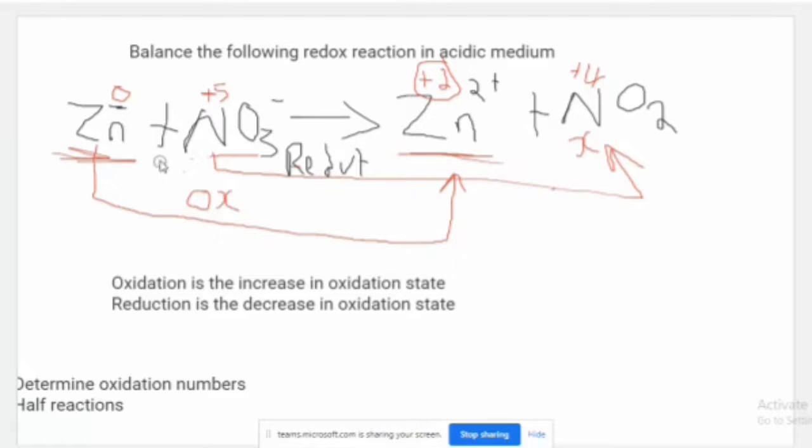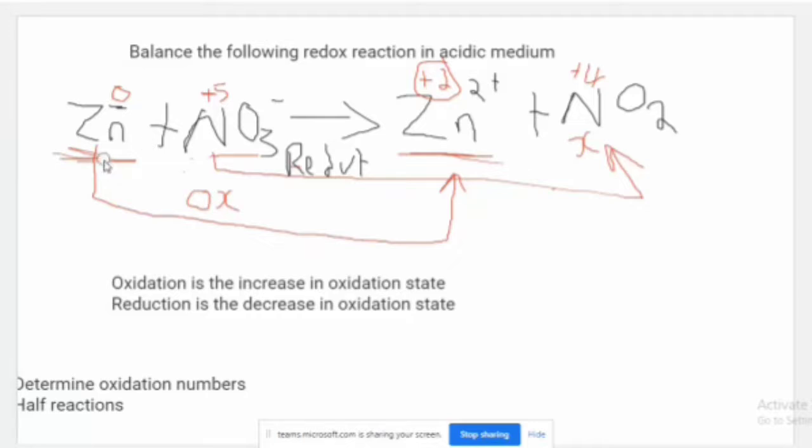look at the oxidation numbers of the reactants and the products. So you look at elements other than oxygen. You don't have to look at oxygen; you look at other elements apart from oxygen. So in this case, we have zinc and nitrogen. So you compare the oxidation state of these two elements on the reactant side and also on the product side.